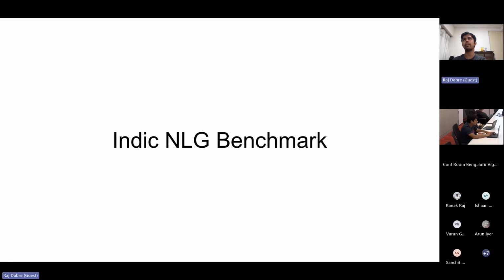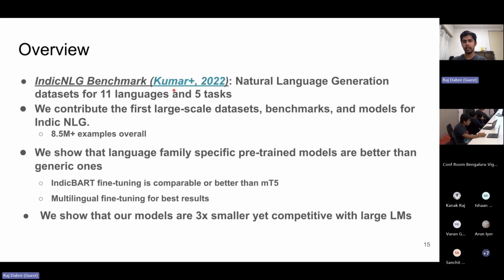So once we knew that there's this pre-trained model which can kind of solve this scarcity of data problem, we wanted to evaluate on other natural language generation benchmarks. And for that, first we needed to create datasets. So we came up with the IndicNLG benchmark in 2022, and this was a natural language generation dataset for 11 languages and 5 tasks. We created about 8.5 million plus examples overall. So it doesn't look that low resource, but at an individual language level, it's pretty low resource compared to English datasets, for example. And we showed that language family specific pre-trained models are better than generic ones. I'll get to the results soon. And we show that our models are 3 times smaller, but competitive with larger models.